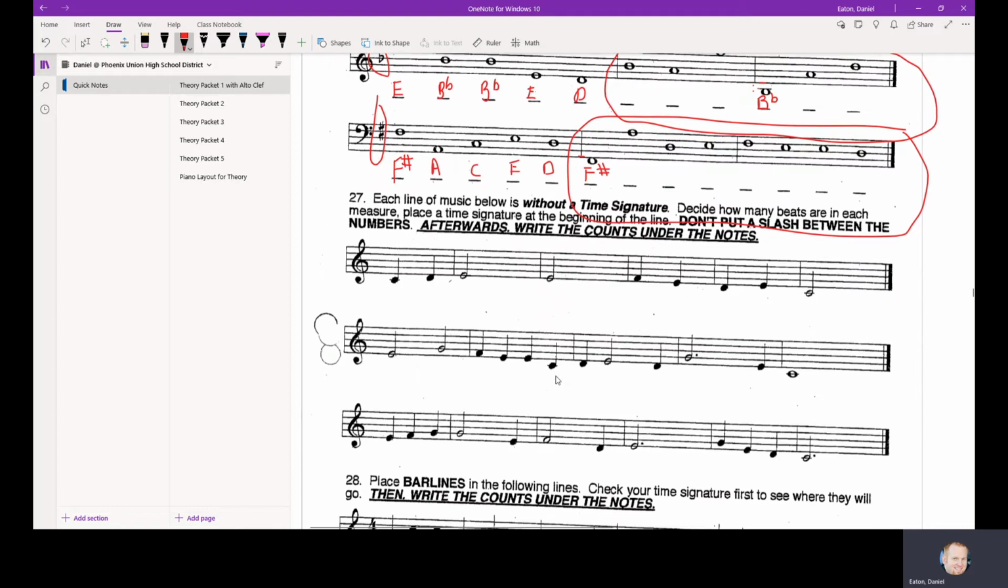Okay, let's move on. All right, so we're going back to some counting stuff. Each line of music below is without a time signature. Decide how many beats are in each measure. Place a time signature at the beginning of the line. Don't put a slash between the numbers. Afterwards, write the counts under the notes.